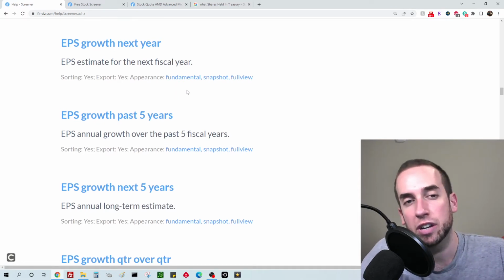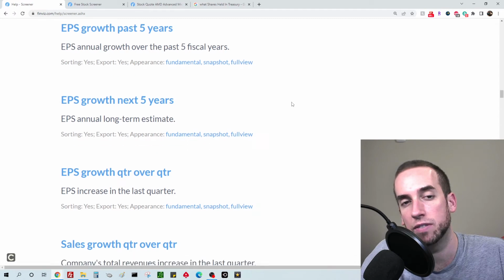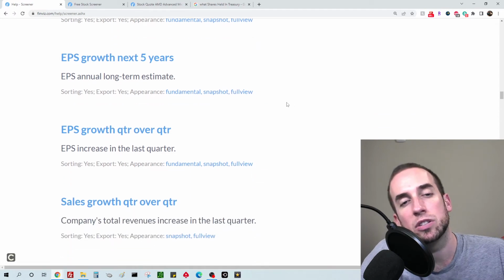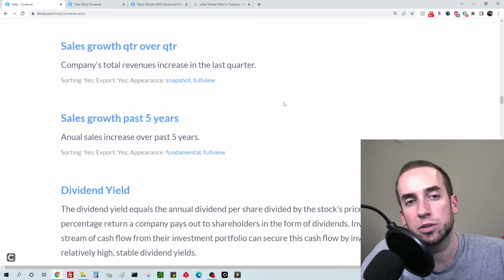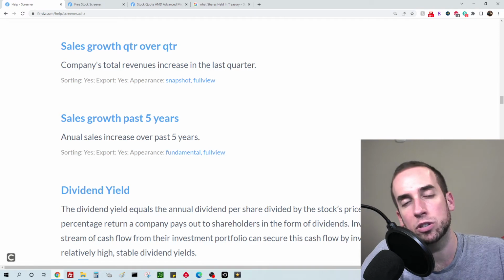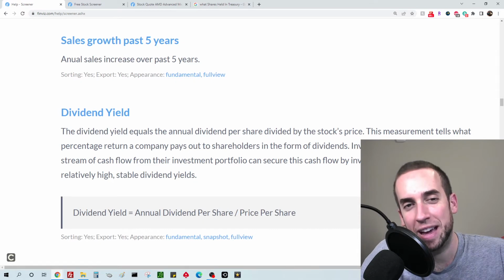EPS growth next year equals the EPS estimate for the next fiscal year. EPS growth past 5 years: EPS annual growth over the past 5 fiscal years. EPS growth quarter over quarter: EPS increase over the last quarter. Sales growth quarter over quarter: company's total revenue increase in the last quarter. Sales growth past 5 years: annual sales increase over the past 5 years.